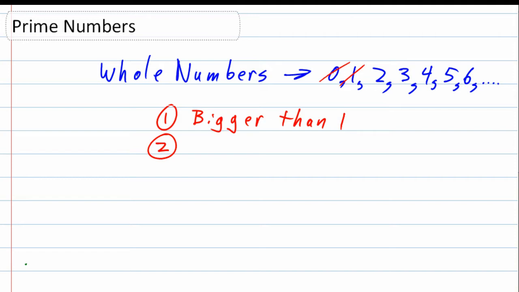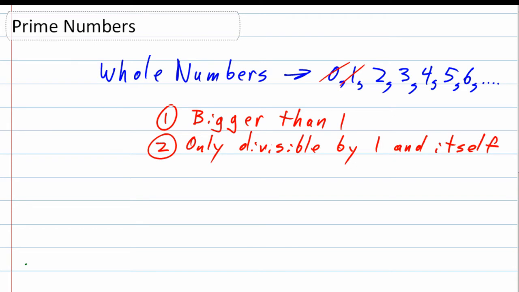is that prime numbers are only divisible by the number 1 and the number itself. So those are our two rules. Whole numbers bigger than 1, only divisible by 1 and itself. So let's take some of the numbers we already have written up here and see if they meet these conditions.